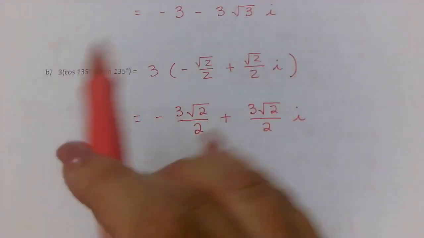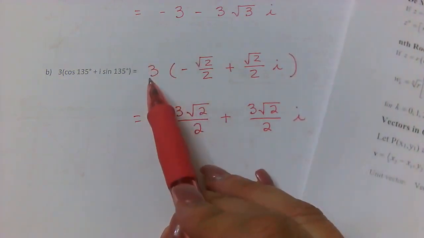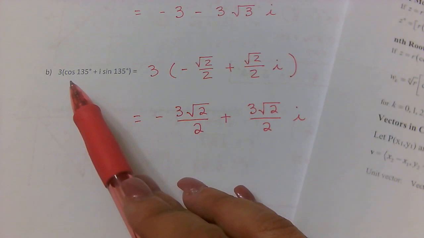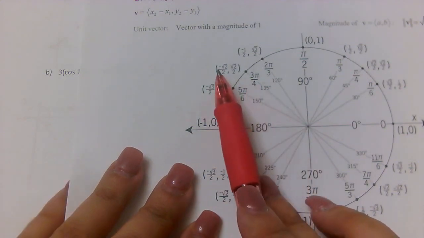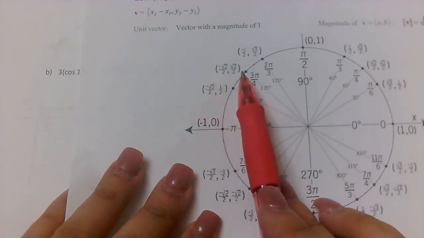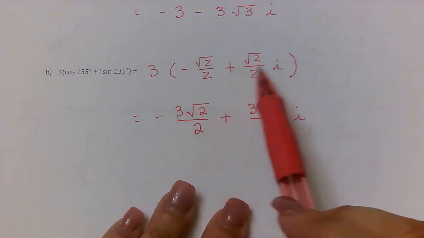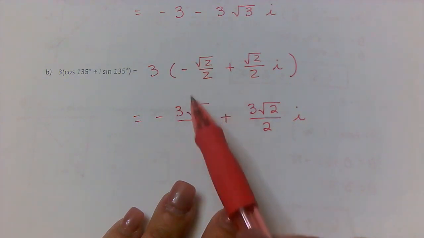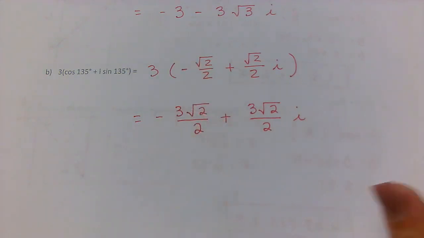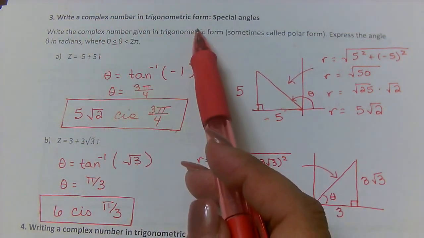Okay. Part B, we're doing exactly the same thing. Here's your r, and then evaluate cosine 135 on your unit circle. 135 on your unit circle is going to be negative square root of 2 over 2 and positive square root of 2 over 2. So I have those two values here and here. Don't forget to follow it by an i, and then distribute the 3 inside the parentheses, and then you get this answer.